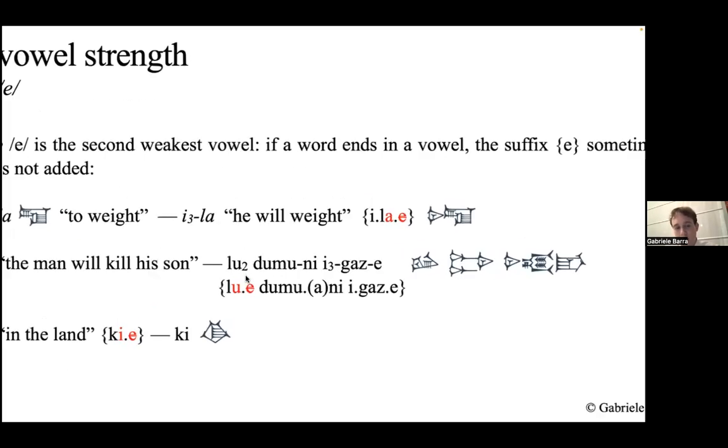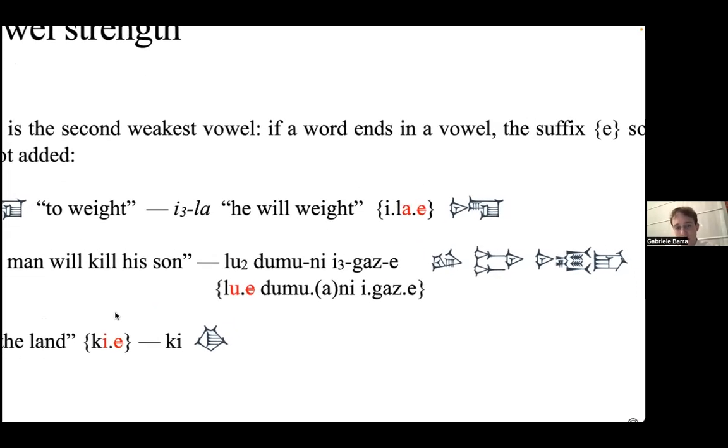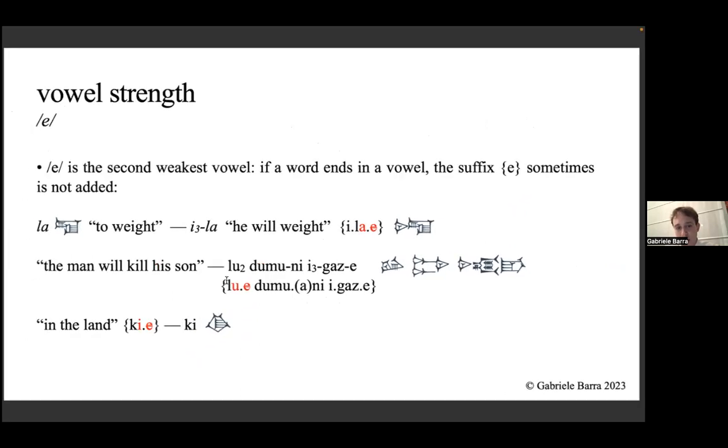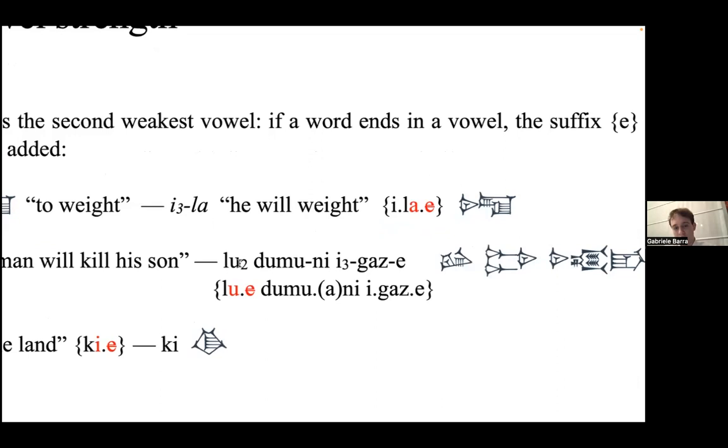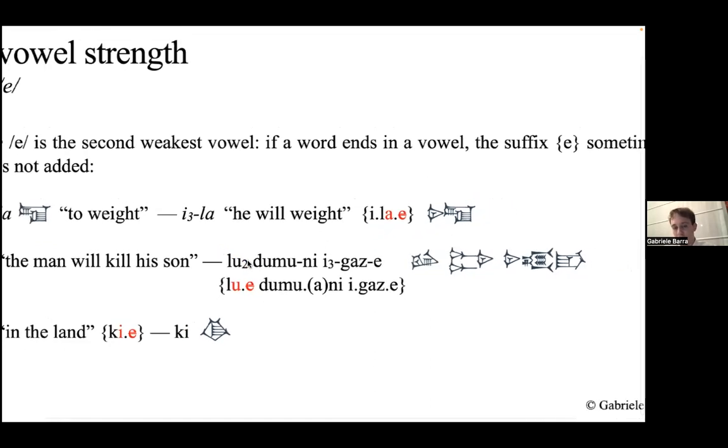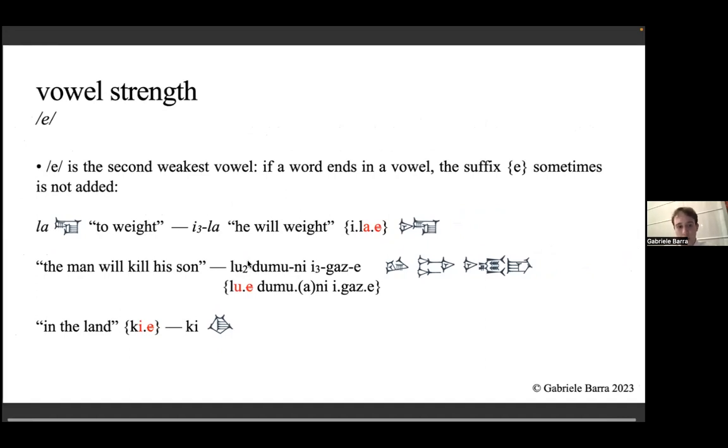Same thing here. The man will kill his son. The subject is lu, man. And since it's the subject of a transitive sentence, it's supposed to get a suffix, but since it ends in a strong vowel, it doesn't. So it just looks ungrammatical, but it's actually just how the writing and probably phonetics in Sumerian work.